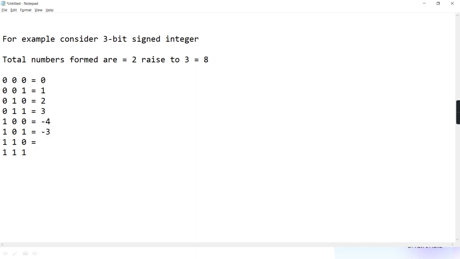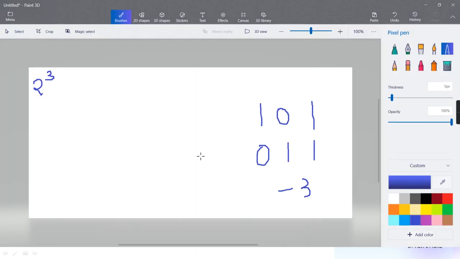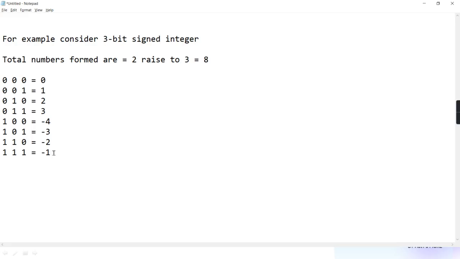Same way, common sense, will it be minus 2? Yes. Will it be minus 1? Yes. You can check. See here, if it is 1, 1, 0, the 2's complement is 0, 1, 0, which is 2 but with a minus sign. And same thing, tell me if it is all 1s, so it will be 1, 0, 0, and this is 1 but with a minus sign.